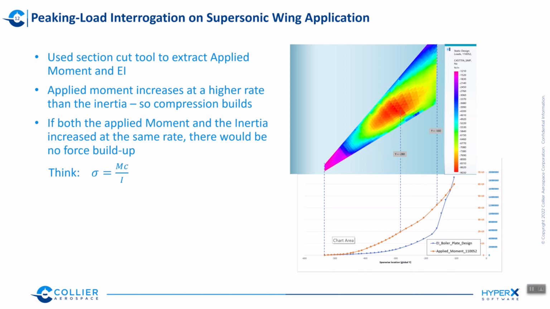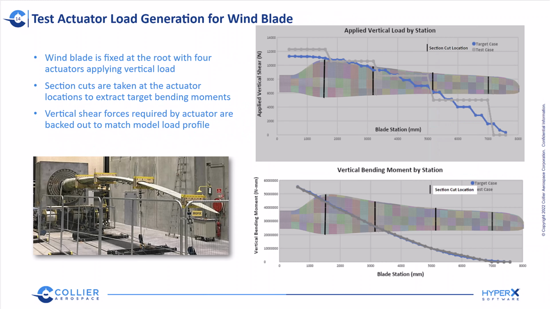The idea is this compression will not build up as much if those slopes are more similar, thinking about MC over I. And you can see that based on the root and tip of the wing, where the slopes are a little more similar, a little more balancing. So this is something that we wouldn't have fully understood if it wouldn't have been for this section cut tool.